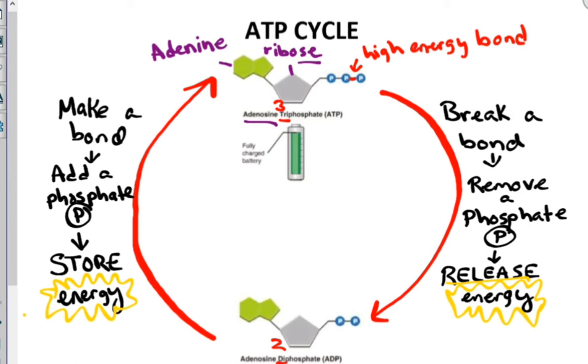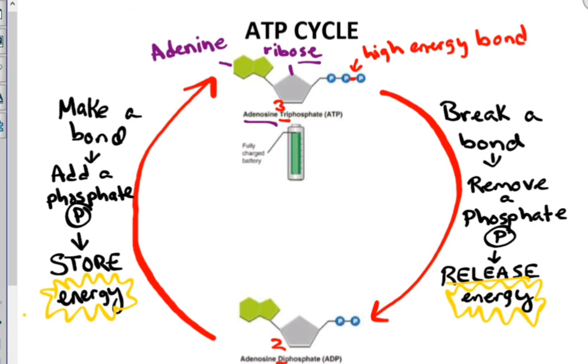Some ATP is also made just in your cytoplasm. So in the jelly of the cell, okay, outside of organelles, ATP can be made. But the main place we're going to talk about ATP being made is where? Where inside the cell? What organelle?